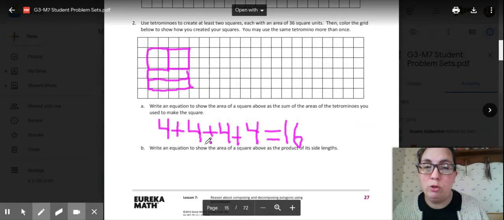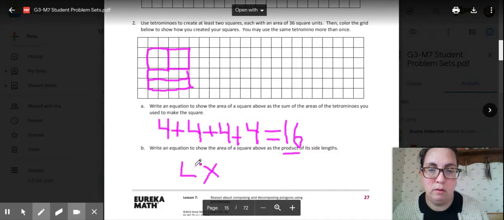For B, they want you to write an equation that shows the area above as a product with its side lengths. When I see that word product there, I know that I'm going to use multiplication. So what would I use? What number did I have? I had the number 4. And how many times did I add 4? I added it 1, 2, 3, 4. 4 times. And what is 4 times 4? It is 16.